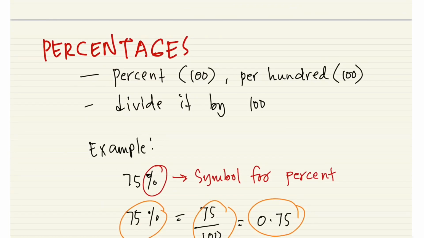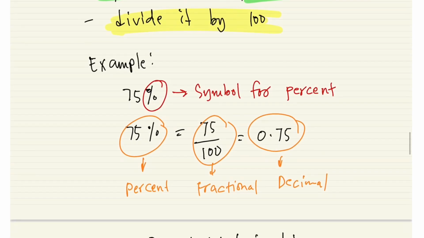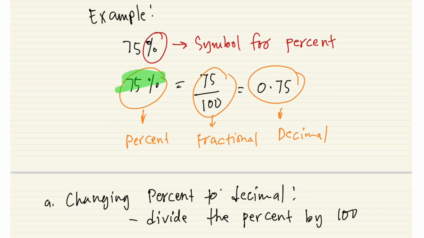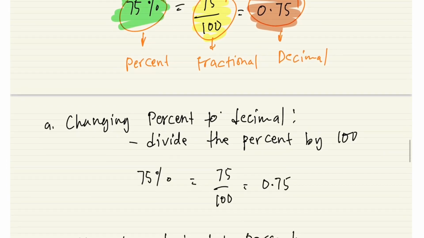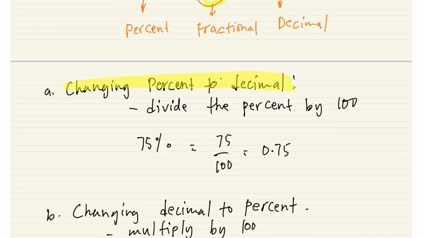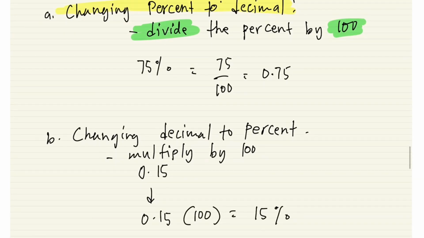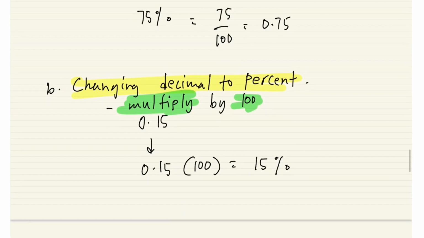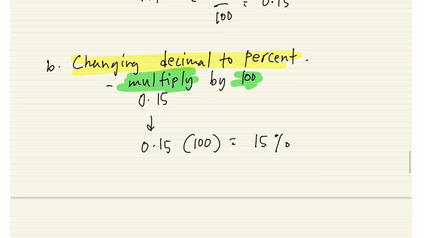And let's review. Percentages means percent, per 100. That's what they mean by percentage. It is per 100, and you divide it by 100. So the divisor will be 100. Now, if you're going to notice it, from percent, you can change it to a fraction and then change it into a decimal form. Now here, how do we change percent to decimal? All you have to do is just divide the percent by 100. Okay. Now if you're changing decimal to percent, first you multiply it by 100. So if you have 0.15 times 100, it gives you 15%.